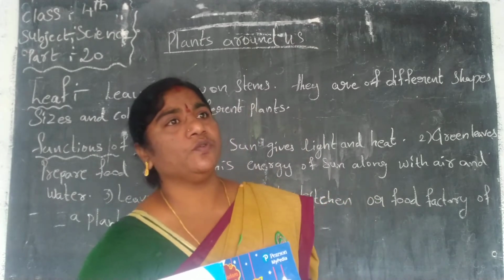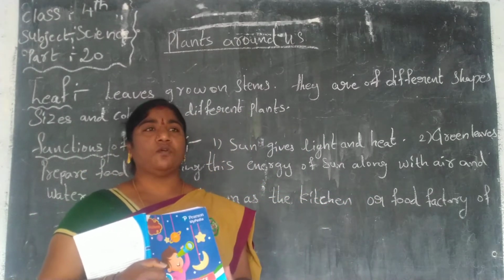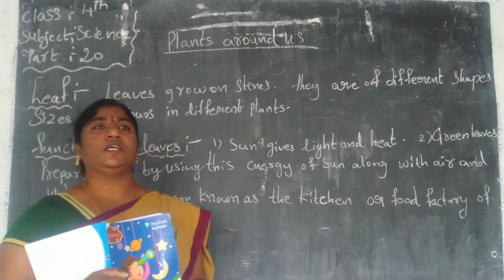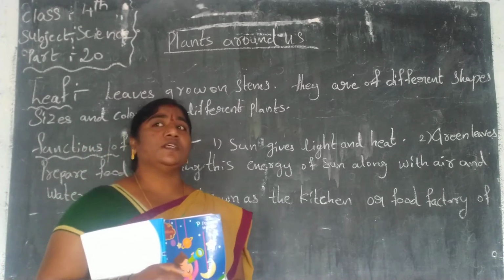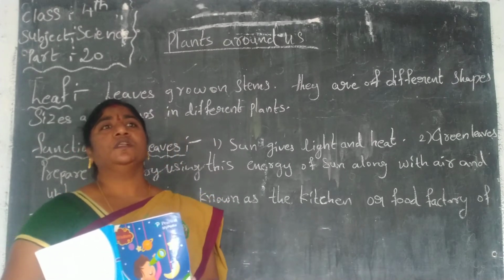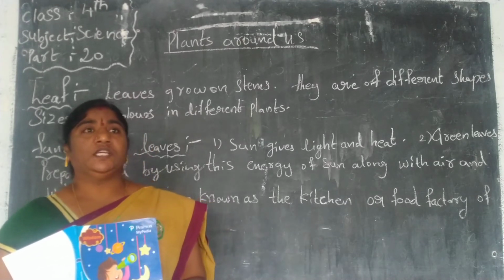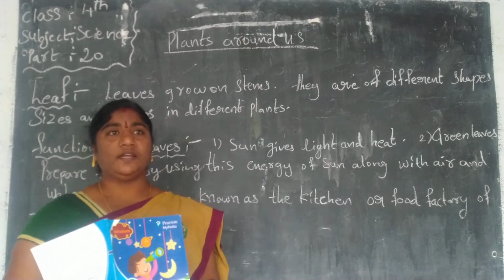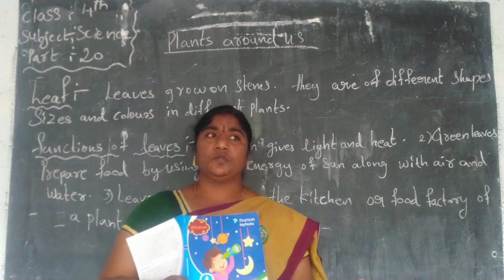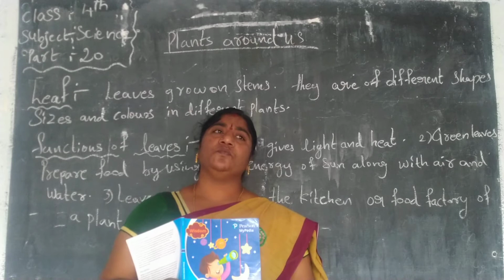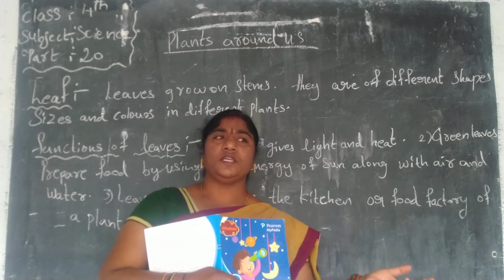They give us a very precious thing, that is oxygen. They release oxygen, they take in carbon dioxide, and they give us fruits and vegetables. And from the trees, we take wood and plywood, and from that wood we make different kinds of furniture and household things. These are some uses of trees and plants.